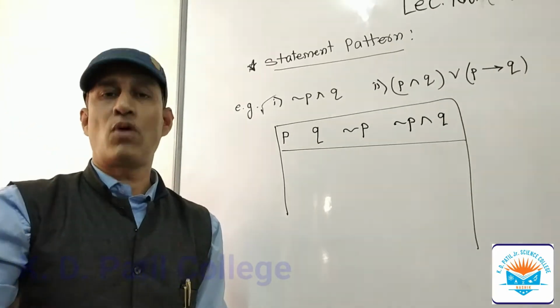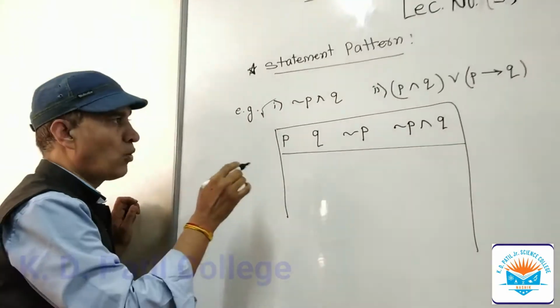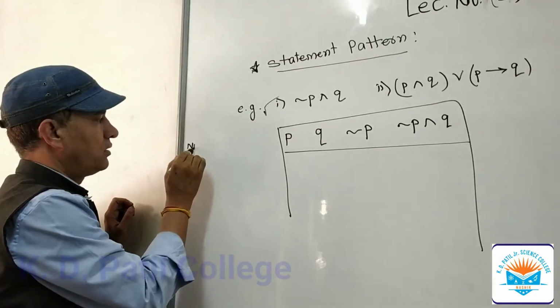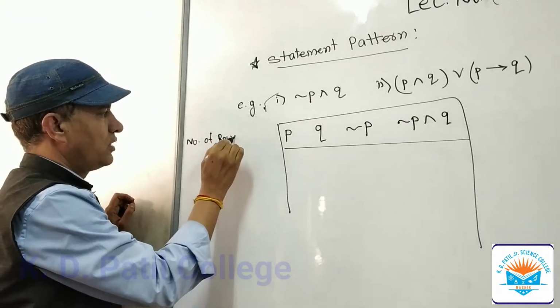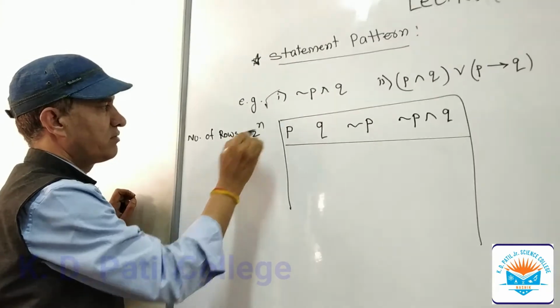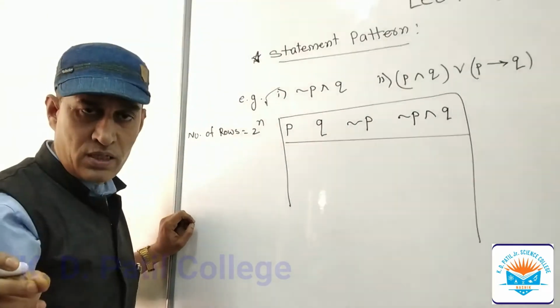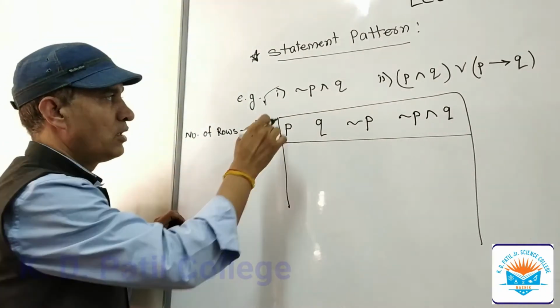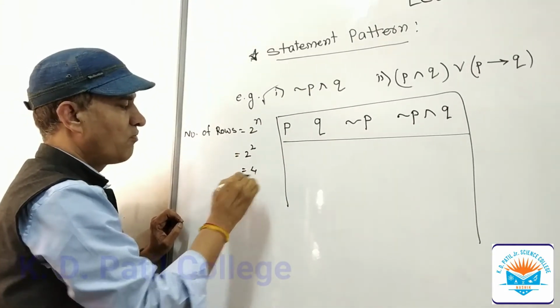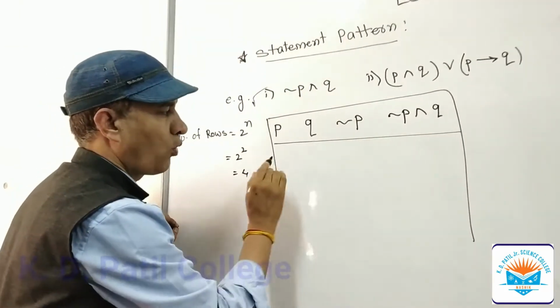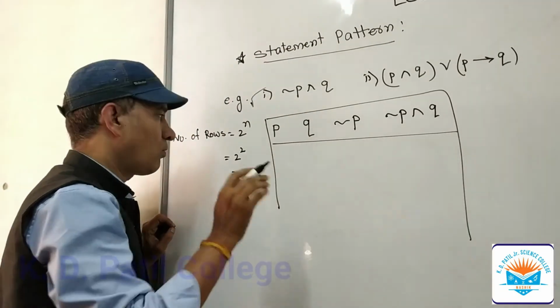N means the number of components, or the number of atomic statements. So the number of rows is equal to 2 raised to the power n, where n is the number of components. Here P and Q are the two atomic statements. That's why it is 2 raised to the power 2, which becomes 4. It means there should be 4 rows: 1, 2, 3, 4.